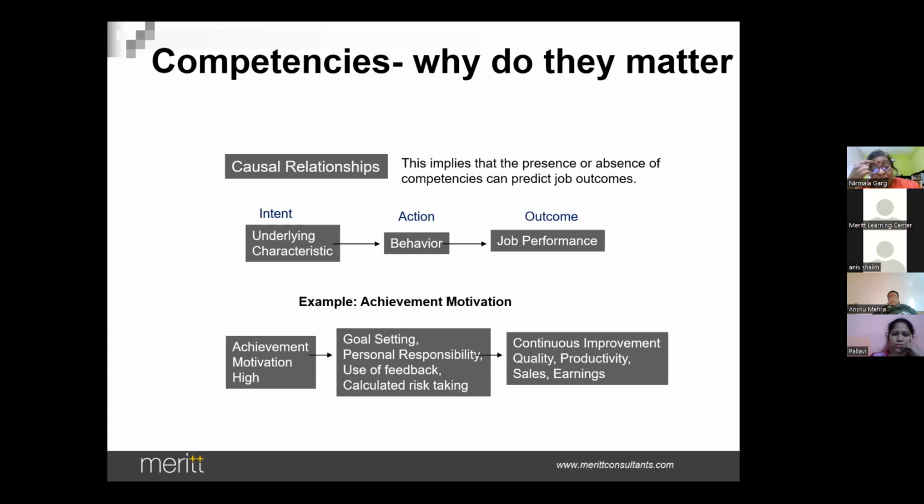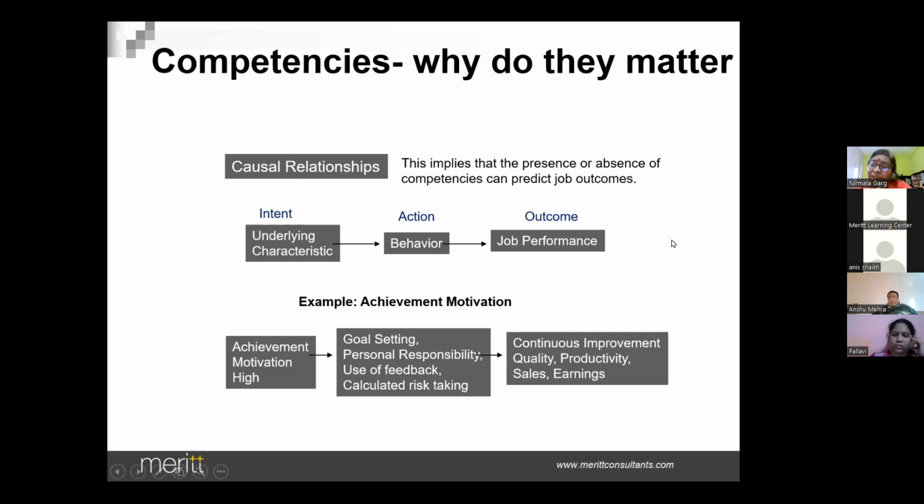Now, I must also show you a slide to emphasize why competencies are important. There is a cause and effect relationship. That means if you are very high on achievement motivation, what will you do? Your behavior will showcase that you are a person who will set goals, take responsibility, take feedback, and also take calculated risks. And then what is the outcome on job performance? It will be really good in terms of productivity, quality, and continuous improvement. This is for achievement motivation.